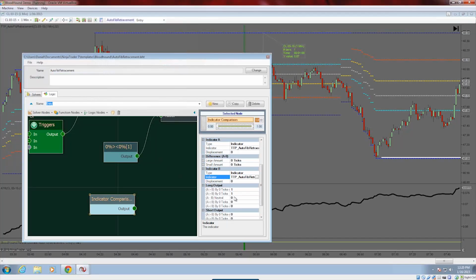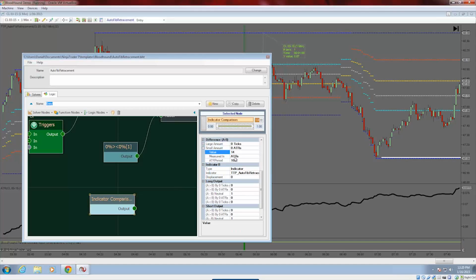And then let's say we only want to show that range, so we'll get both a long and a short at the same time when the 100% is far enough away from the 0%. And that range should be, let's say, greater than 14 ATRs. Oh, I'm sorry. I need to change this to the large amount. I've just messed up here. I'm not doing this right.